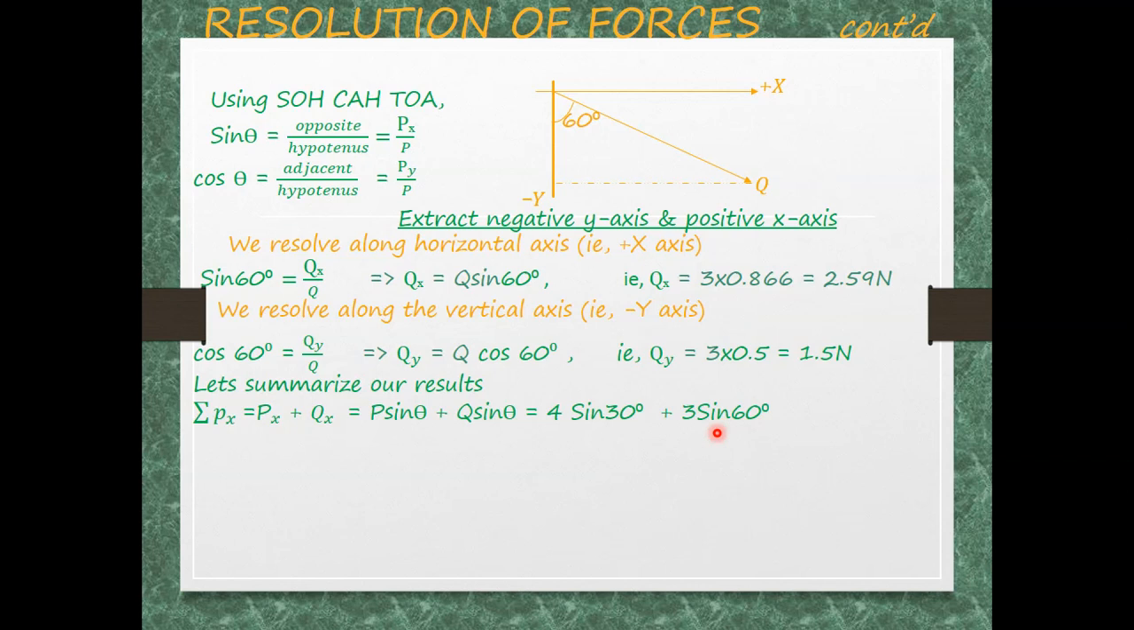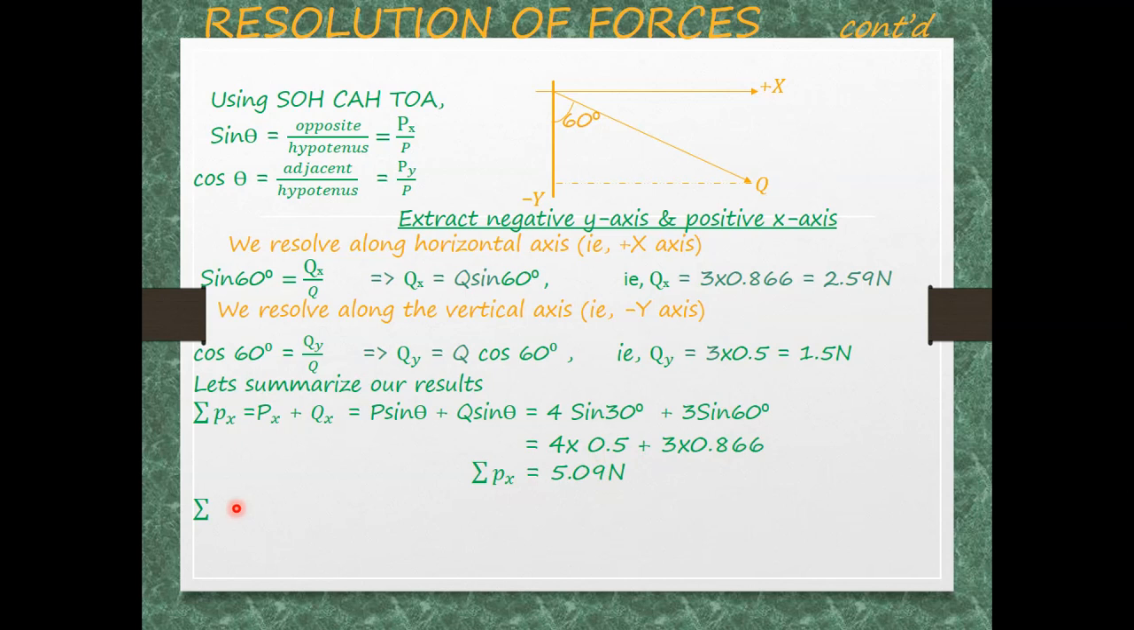This is for our horizontal axis. So our broken line is up here already, giving us a right angle triangle there. So here we'll simply solve this. Replace sin 30 degrees with 0.5. That gives us this. Sin 60 with 0.866. And summation of our Px will give us 5.09. When we add up these two, multiply and add up, it gives us 5.09.